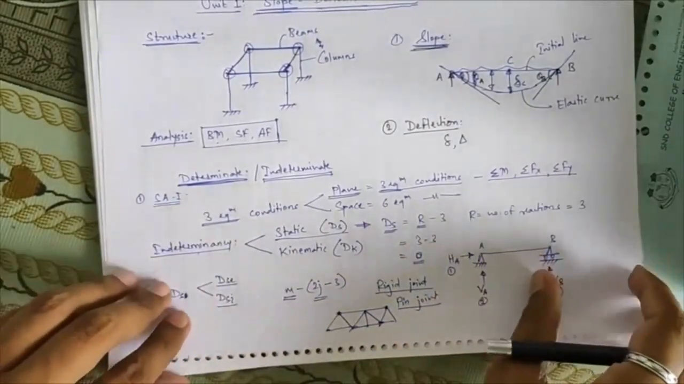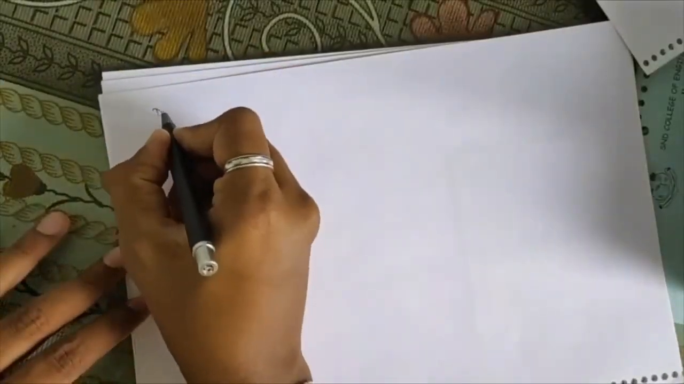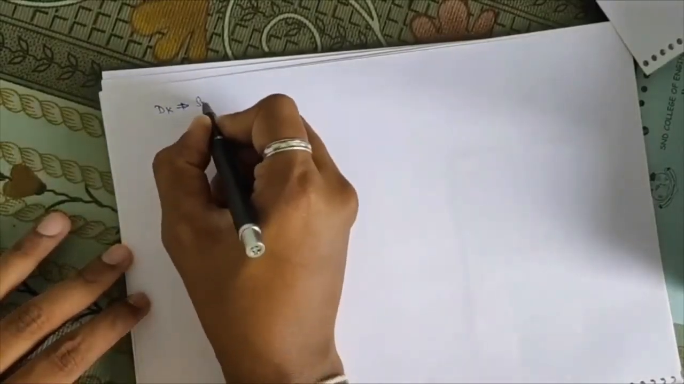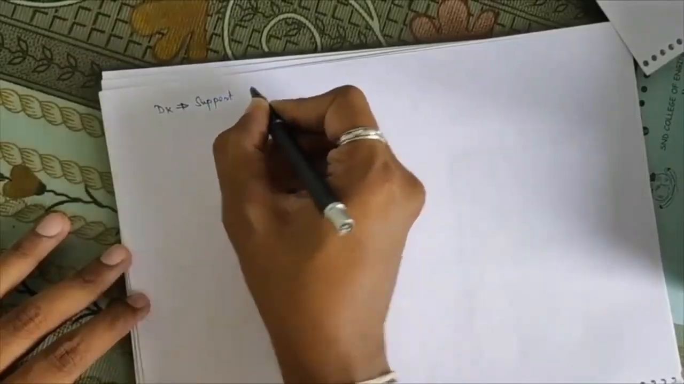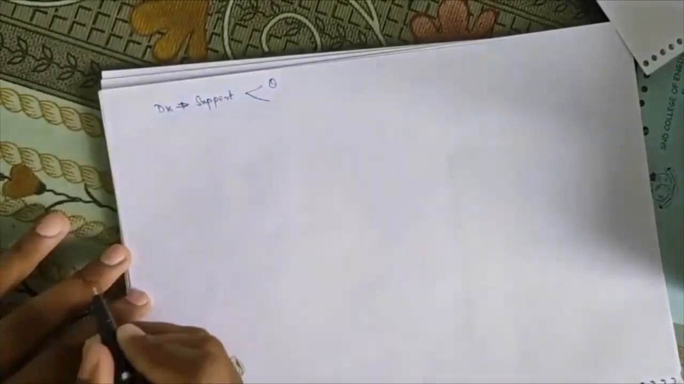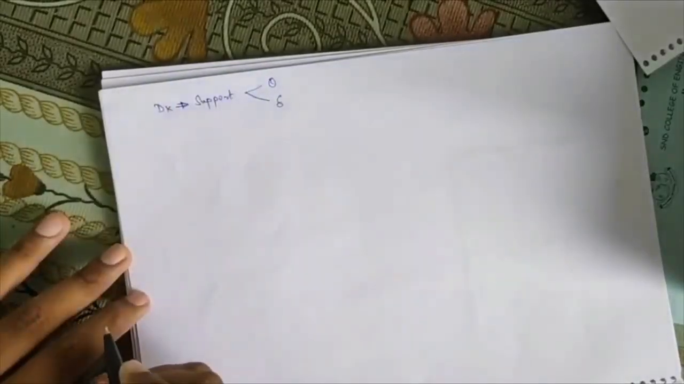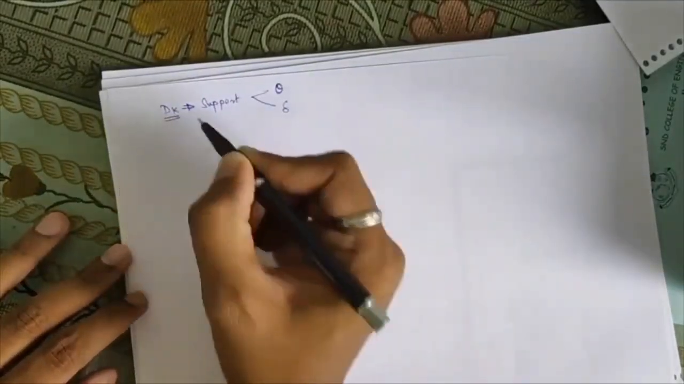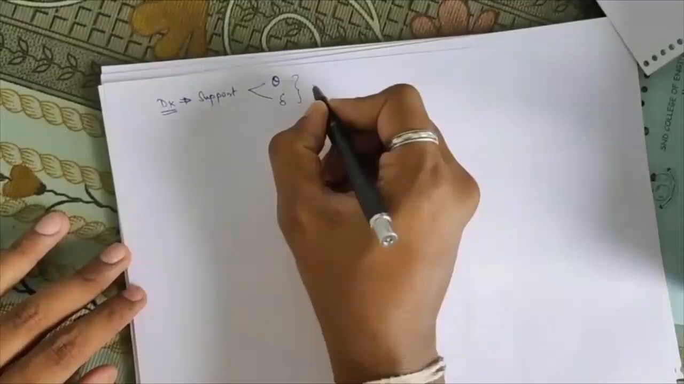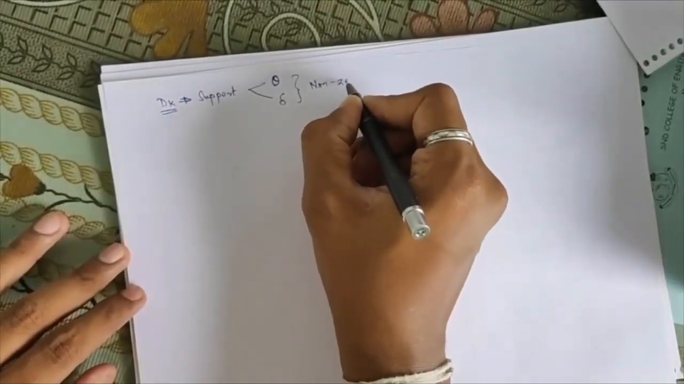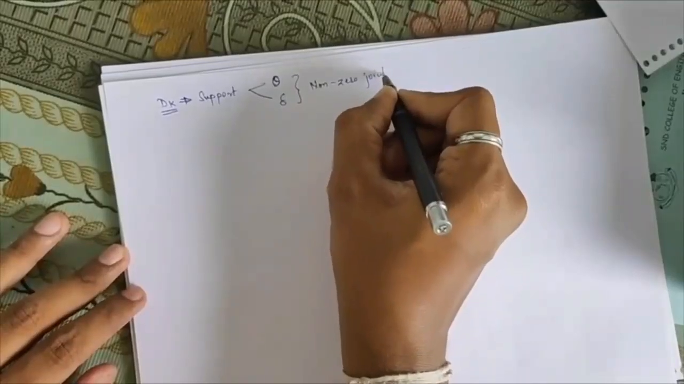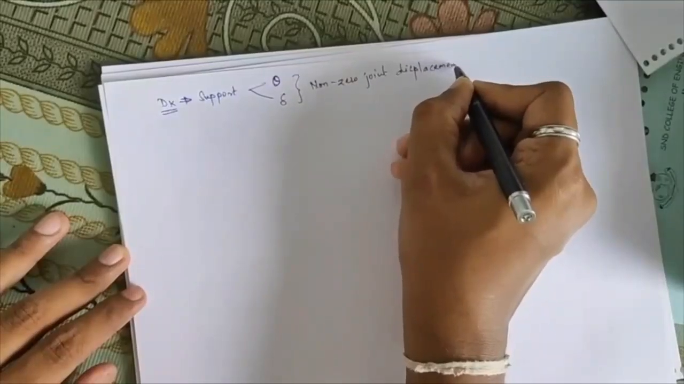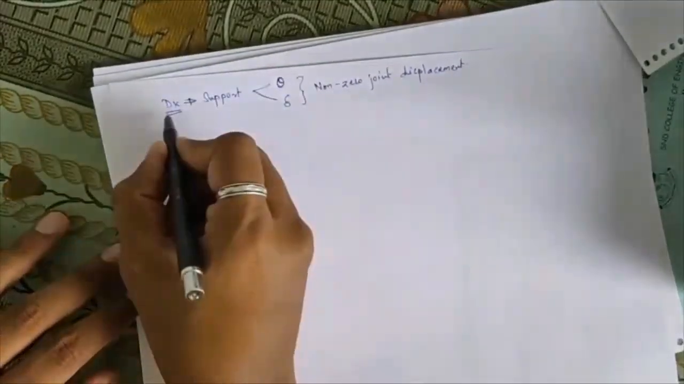Next are the Dk values. Dk is the kinematic indeterminacy. Basically this also depends on your support conditions, where slope values, that is theta values, and deflection values, that is delta values, will occur or not. On these considerations the Dk value depends, or simply we can say these are nothing but non-zero joint displacements. On these values, the Dk values will occur.